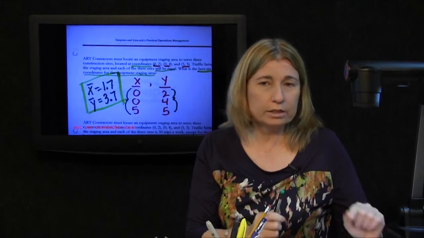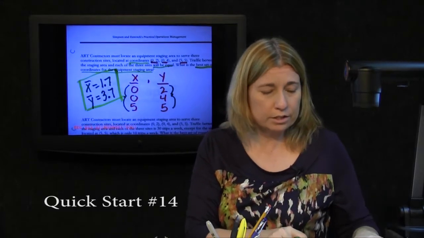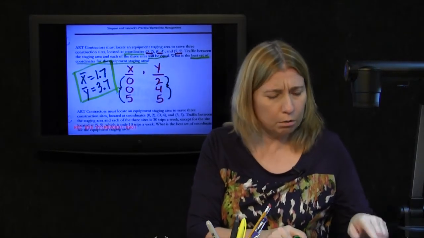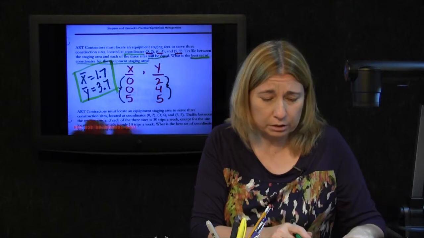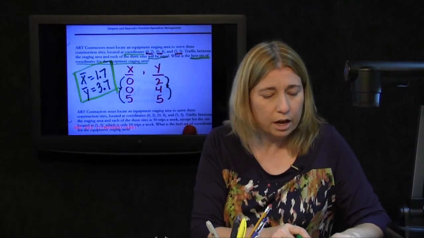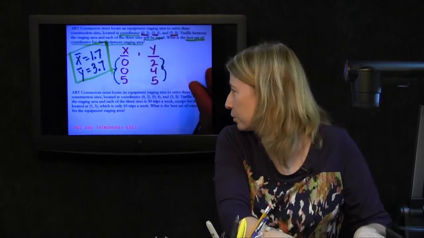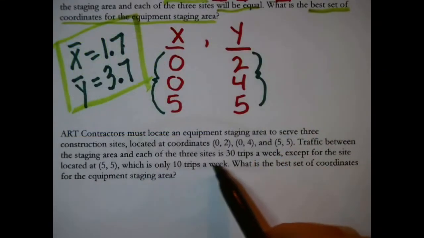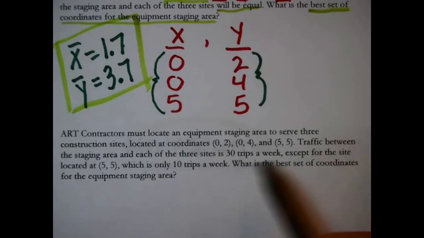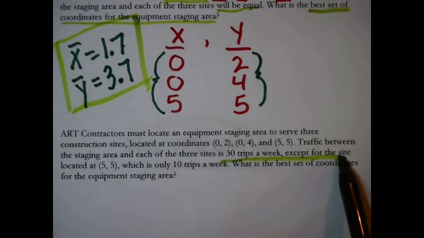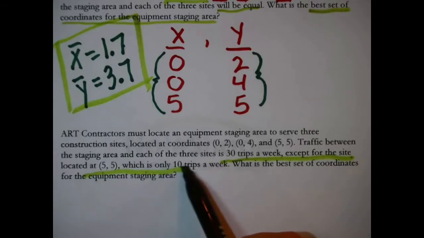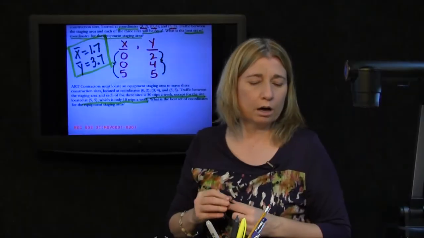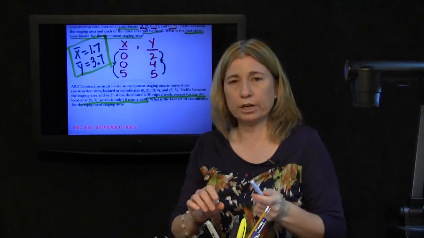Now if you look at the next question, the next question is referring to the same coordinates. In fact, the same company. They must locate their staging area. These are the coordinates. Now, wait, what's different about this question? What makes it a different question? Traffic between the staging area and each of the 3 sites is 30 trips a week, except for the site located at 5, 5, which is only 10 trips. But then it's asking the same question: what is the best set of coordinates for the equipment staging area?